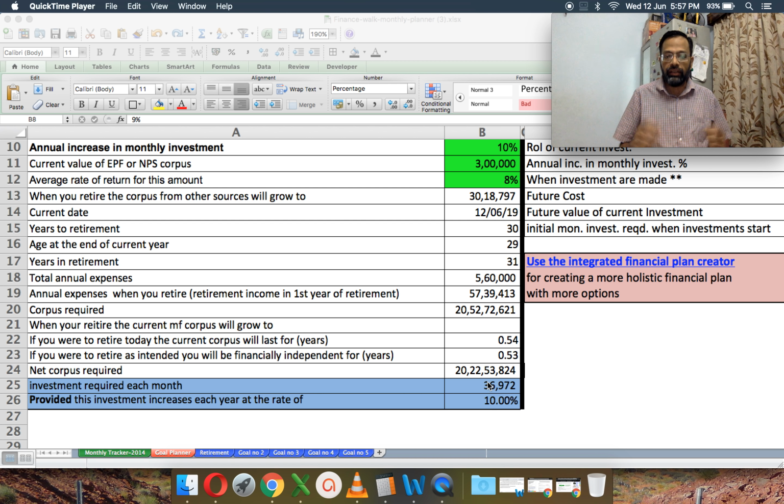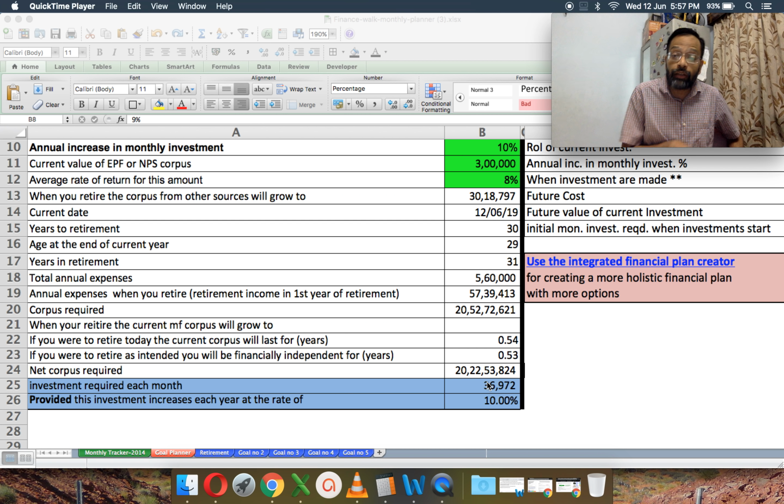What is most important, and this is how I look at the worth of my retirement calculator, is if I were to retire today, so that person has about 3 lakhs. If the person were to retire today, the current corpus will only last 0.54 years for that person to beat inflation. 0.54 years, it's like a few months, right? Like 5 months or so.